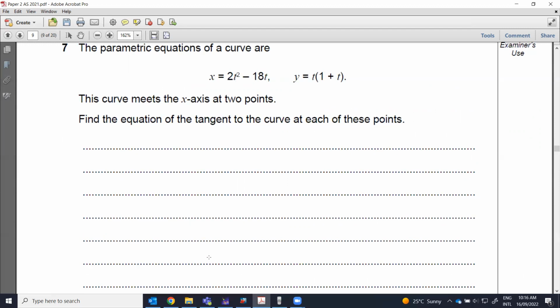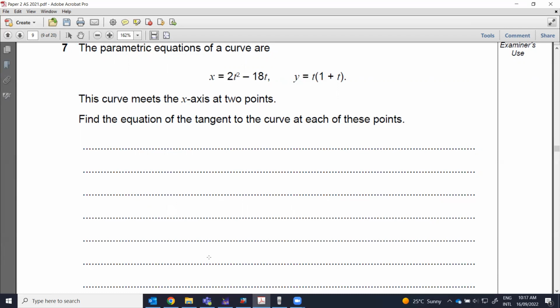Okay, number 7, we have a parametric equation of the curve. So parametric just means instead of writing y is equal to something in terms of x, what you do is you have x in terms of t and y is also in terms of t, but you would still plot them on the x and y axis.